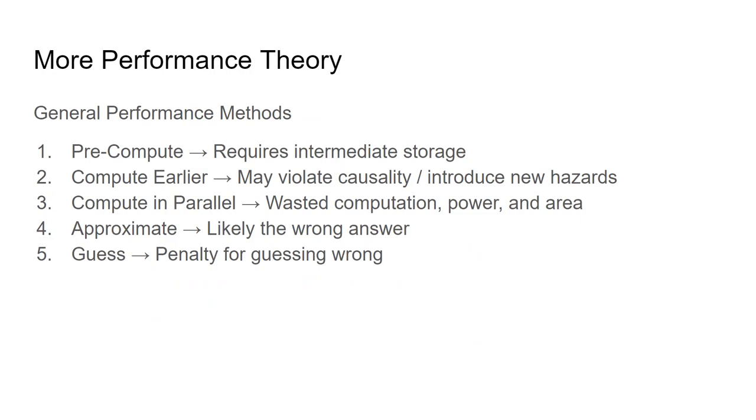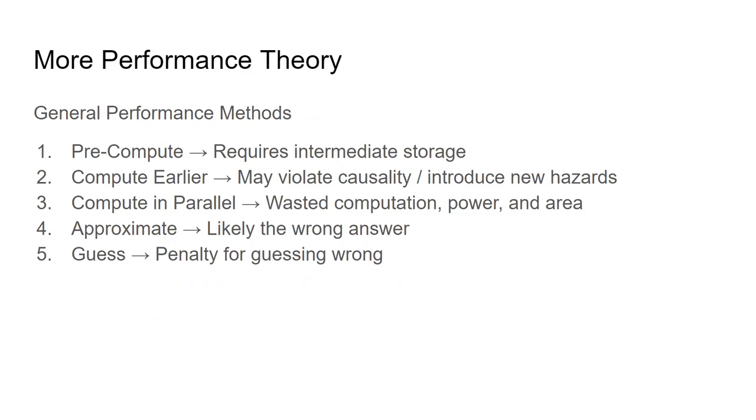tables. In that example, the texture can be computed offline, but now takes up space in the GPU memory and needs to be loaded by the shader at runtime. Another method is to move the computation earlier in the pipeline. This works well when it can be done, but many times it results in a causality violation, where you may need a result from pipeline stage 3 for the computation in stage 2.